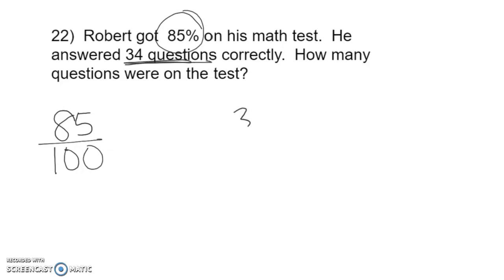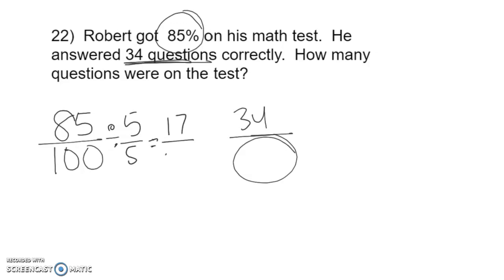So that's going to go on the top, and we need to figure out what the number on the bottom is. So there's nothing I can do to get from 85 to 34, but I could simplify this out. I can divide 5 out of both of these numbers. 85 divided by 5 is 17, and then I have over 20. And now I can look at it and think, what can I do to 17 to get to 34? And I can multiply that by 2.